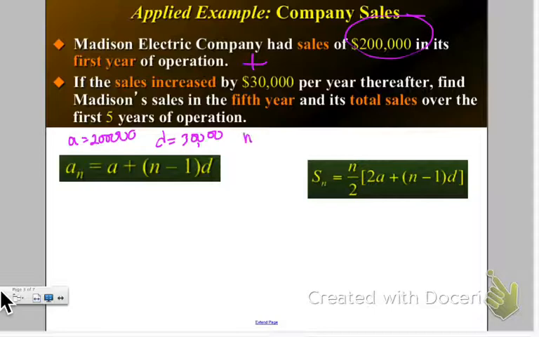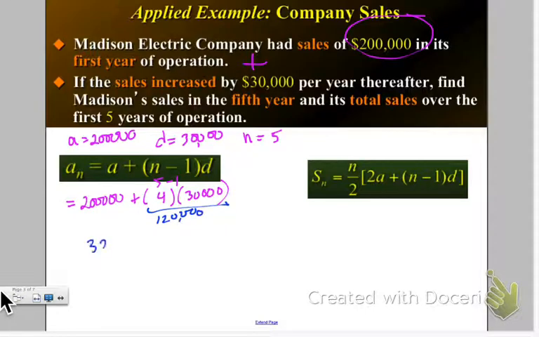And then N is 5, because we're looking for the fifth year. So to see how much they made on the fifth year, that's going to be 200,000 plus 5 minus 1, which is 4, times 30 grand. 4 times 30 grand is 120 grand. So on their fifth year, they made $320,000 for the year.